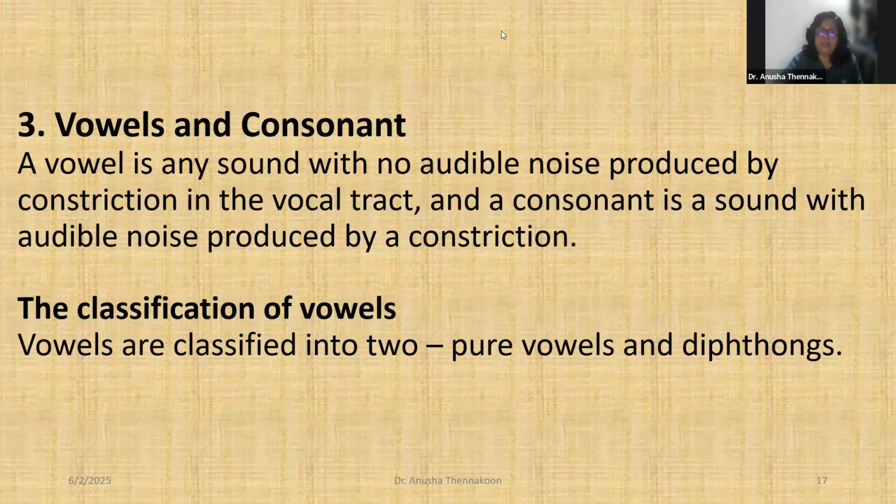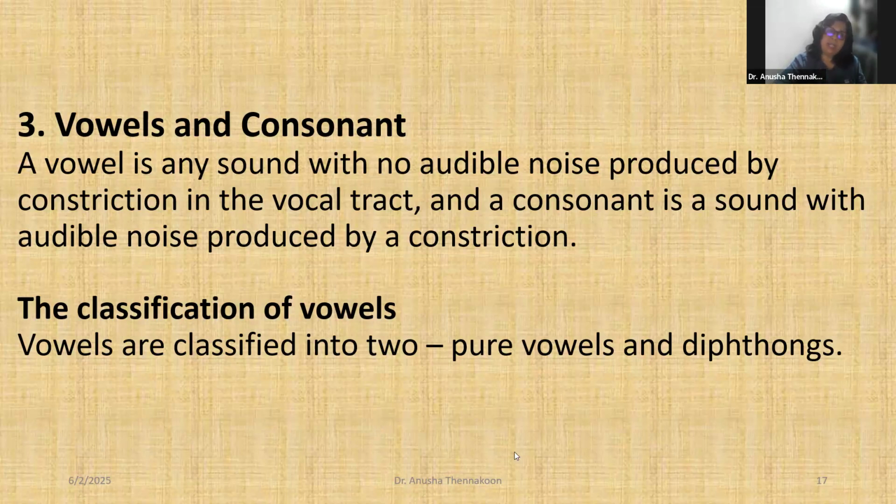Okay. So vowels and consonants. These are also very familiar terms. Even as small kids, we are familiar with vowels and consonants. So a vowel is any sound with no audible noise produced by constriction in the vocal tract. And a consonant is a sound with audible noise produced by constriction. Okay, that is the difference. So when we pronounce a vowel sound, the voice is not coming out. But when we pronounce a consonant, the sound is coming out.